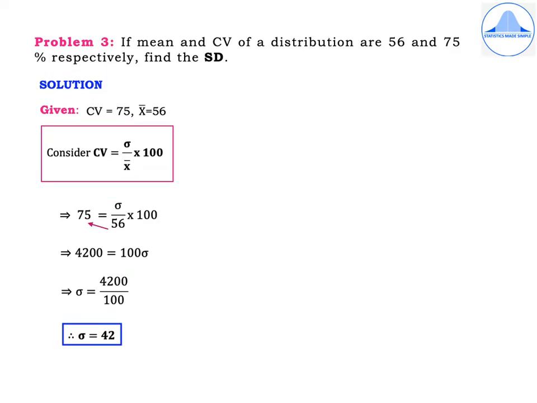Problem 3. If mean and CV of a distribution are 56 and 75% respectively, find the standard deviation. Solution. First write given x bar is equal to 56 and CV is equal to 75. Then write the formula for CV. Consider CV equal to sigma by x bar into 100, which implies 75 is equal to sigma divided by 56 into 100. Cross multiplying, you get 4200 is equal to 100 sigma, or sigma is equal to 4200 divided by 100, or sigma is equal to 42.